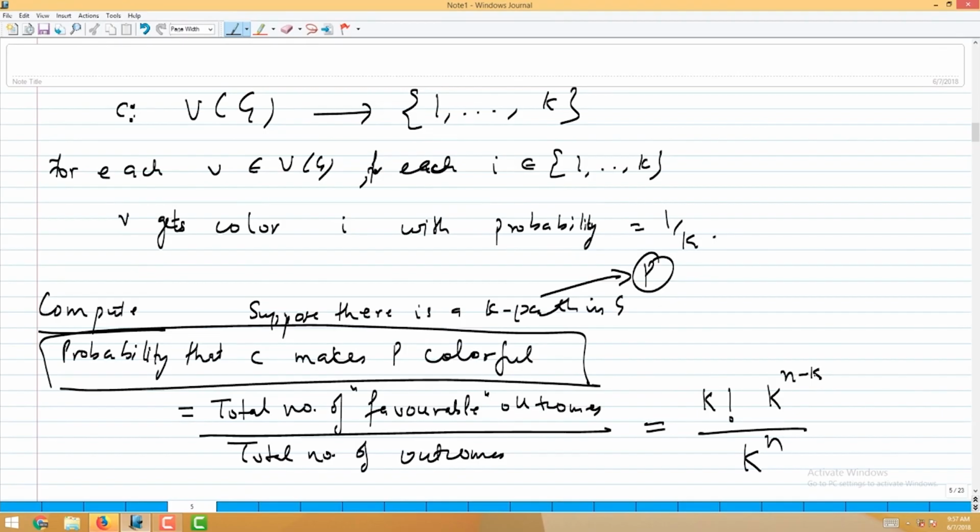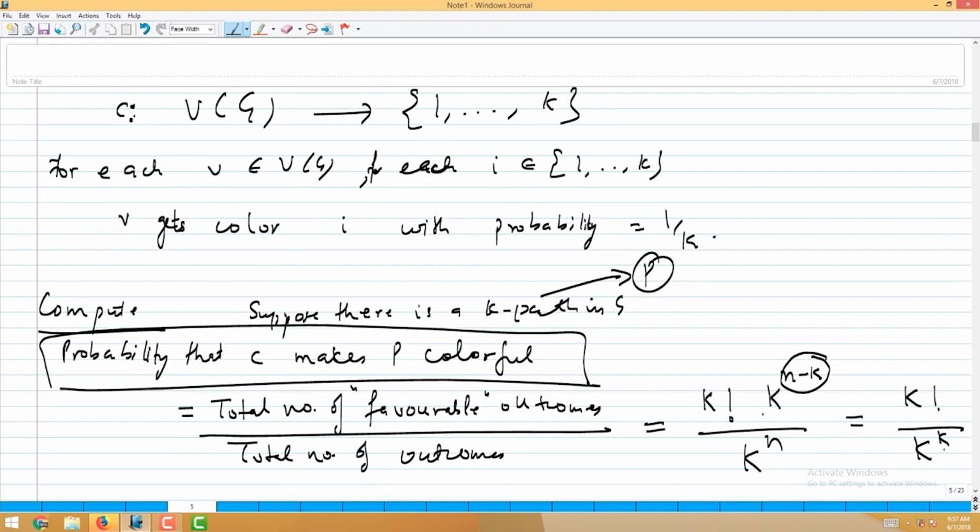So what are the good colorings for us? Except for these vertices in this path, we don't care what the other vertices get, right? So the other vertices could get colors from 1 to k. The total number of other vertices is n minus k, and these can get any colors from 1 to k. So it's k power n minus k, into the colors that the vertices on the path can get. How many different colorings can the vertices on this path get? Some k factorial, right? Because we want to make it colorful. So into k factorial, right?